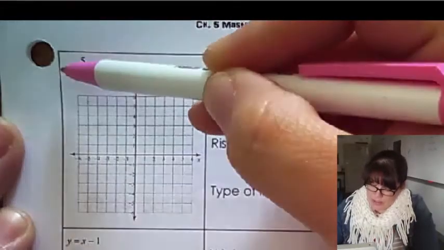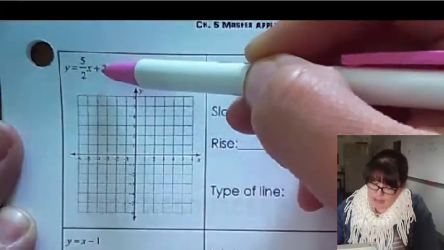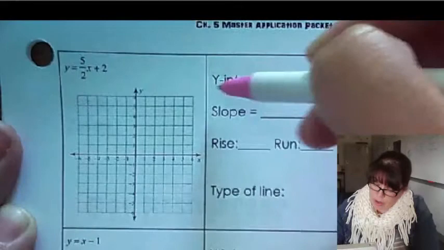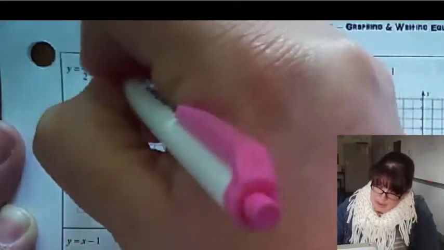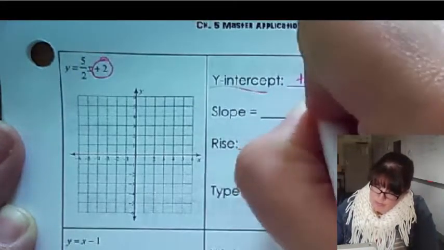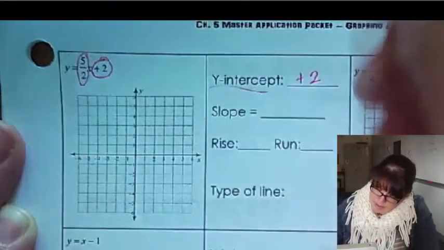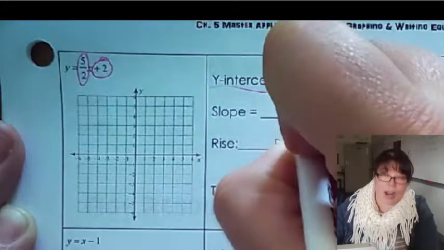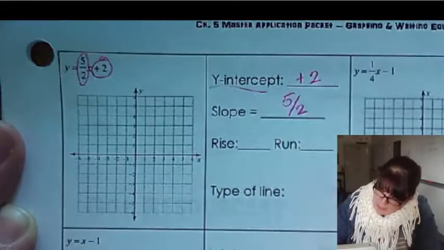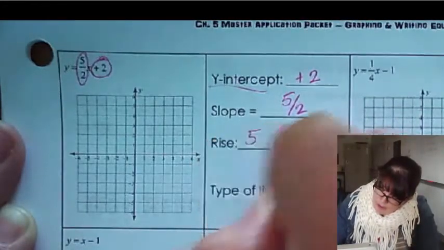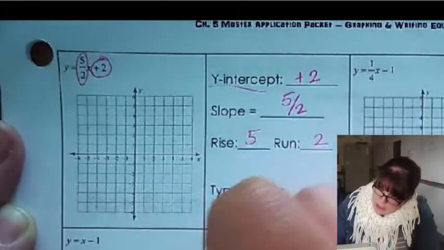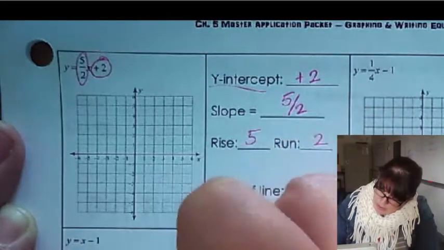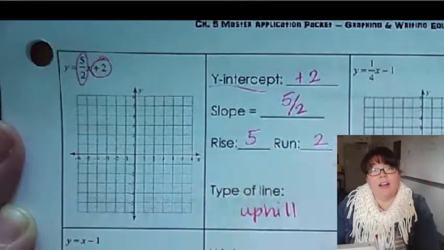We've got y equals 5 over 2 times x plus 2. So the first thing we're going to look for is our y-intercept, which is this number out here, positive 2. And our slope is going to be right there, 5 over 2. Remember, that's our m value. So that means our rise is 5, we're going to go up 5, and our run is 2. Since our slope is positive, this is going to be an uphill line.